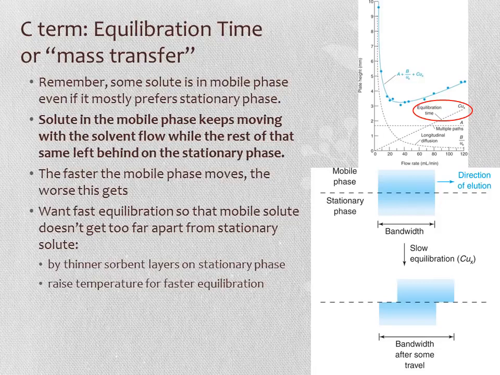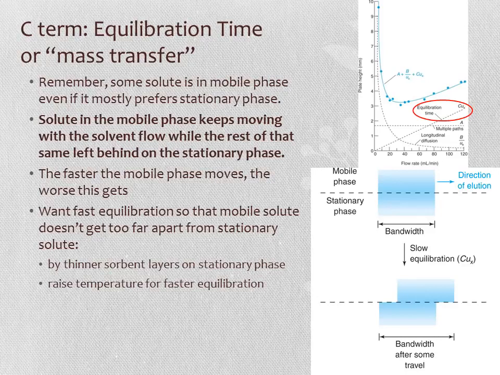We have a certain bandwidth. We have some of it moving in the mobile phase along the direction of elution, and some of it is retained at the stationary phase. If we have a slow equilibration between these two, where we're not getting analyte between the stationary and mobile phase very quickly, then the group that's in the mobile phase is going to move on, and we've increased our bandwidth. Remember, bandwidth is really talking about what the plate height is.